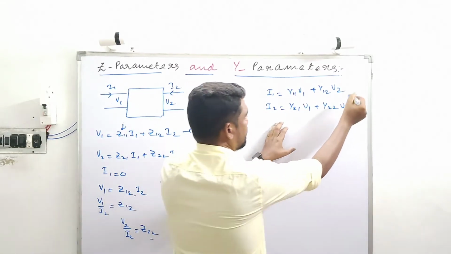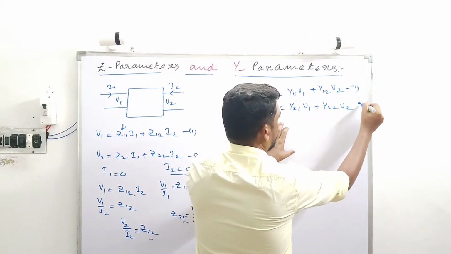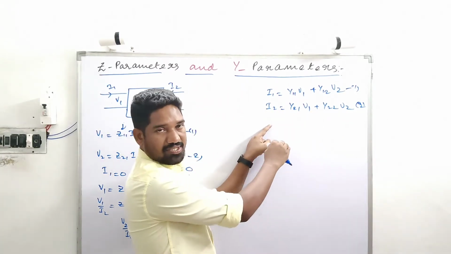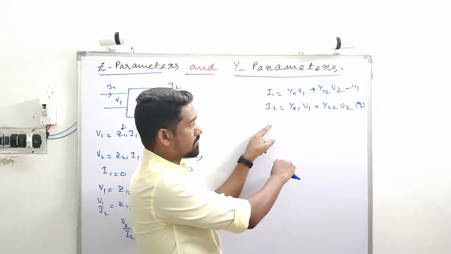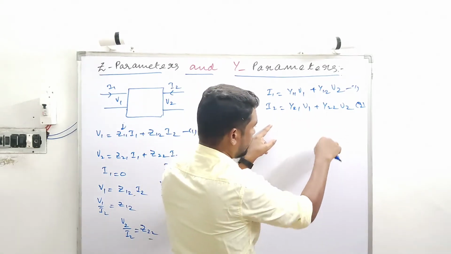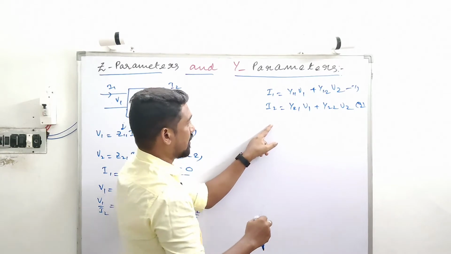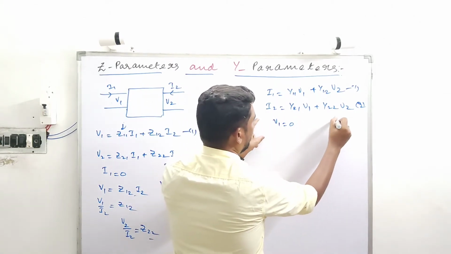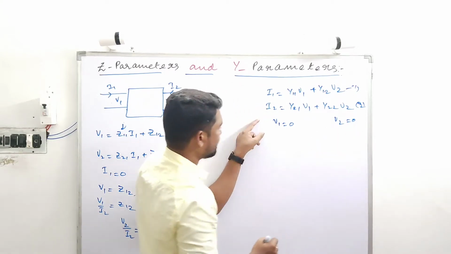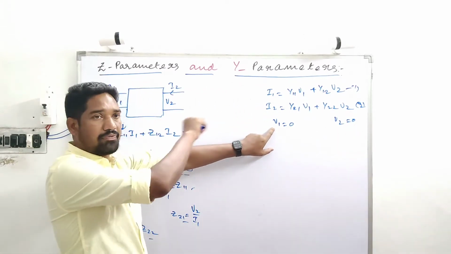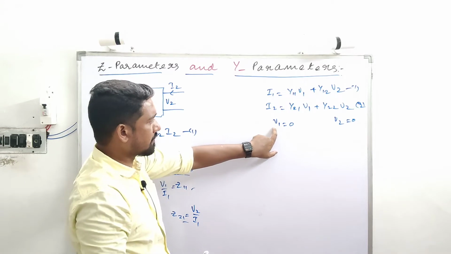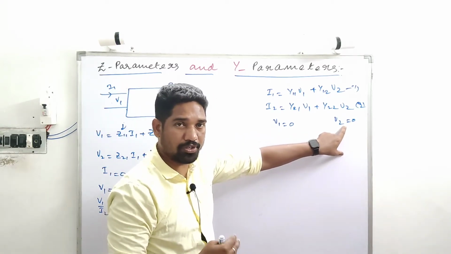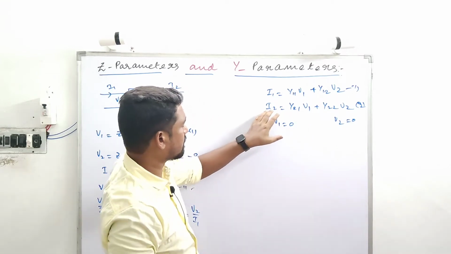In the sense, in expressions 1 and 2, making V2 equal to 0 gives us one set of admittance parameters, and making V1 equal to 0 will give us another set of admittance parameters. When the input is short circuited, V1 equal to 0, we have the output admittances. And when the output is short circuited, making the output voltage V2 equal to 0, we'll have the input admittances.